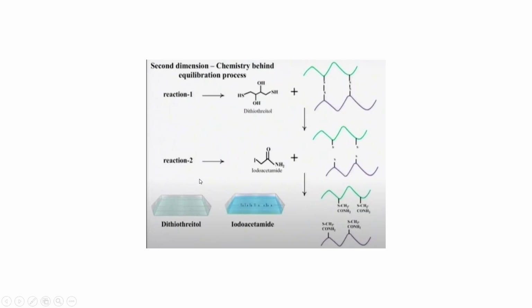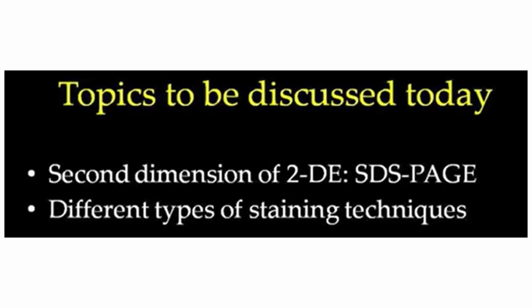So you need to equilibrate your proteins. So what is happening during equilibration? Whatever disulfide bonds are present in those proteins, they will break down, and they will also be alkylated so that they are not renaturing or making the disulfide bonds again. That's what is happening in the equilibration step. So that is the step you need to do after your first dimension.